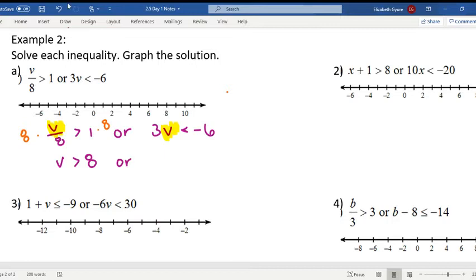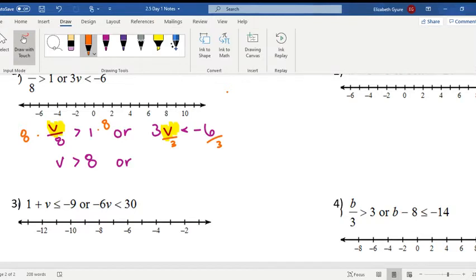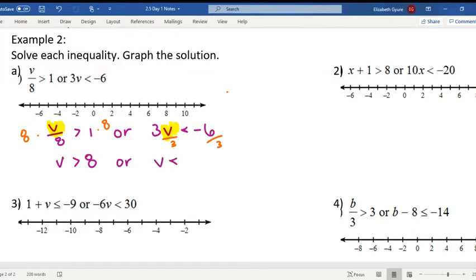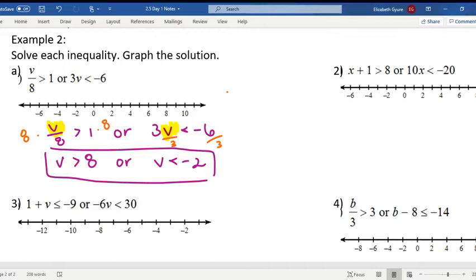So what opposite operation would you use here? Over here, 3v, we would divide. There's like two separate things. Okay, so then we'll have v is less than, and what is negative 6 divided by 3? Negative 2. Now let's graph these, and then we'll worry about where to shade.